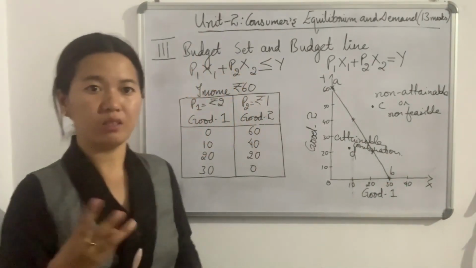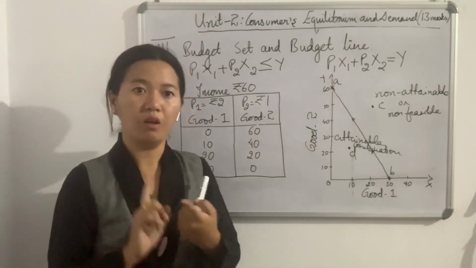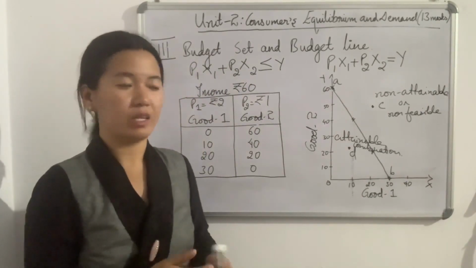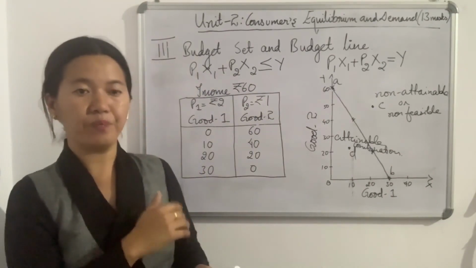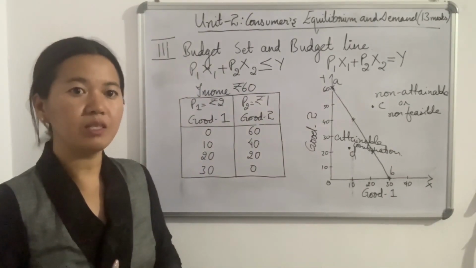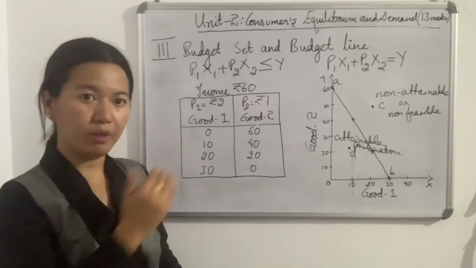So these are the 3 points. First point is outside the budget line, which is non-attainable. Second point is inside the budget line, which is attainable combinations. You can purchase that. And the third point is on the budget line.